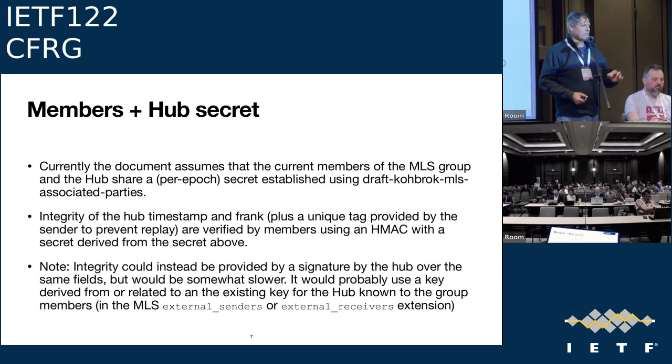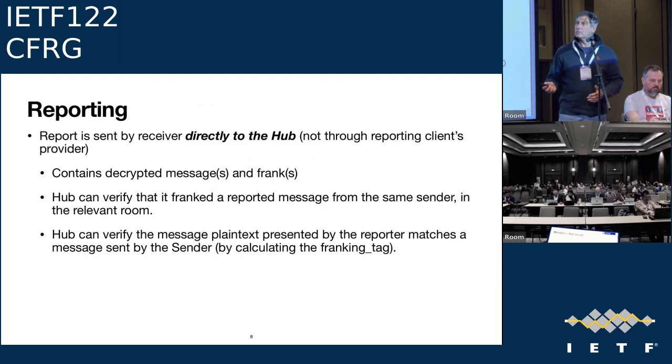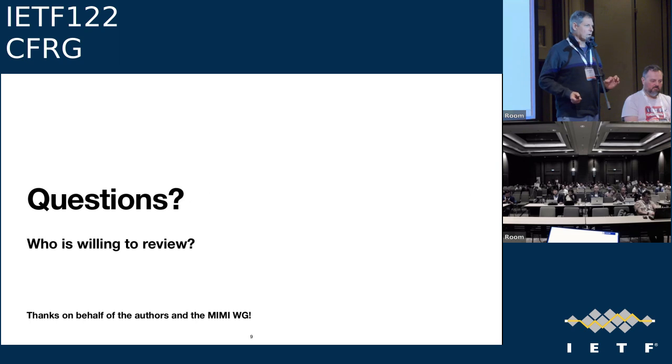So the integrity of this hub timestamp and the franking tag is provided using an HMAC. It is possible that we could provide the same level of integrity using a signature, but we would need to come up with some additional key management around how we handle key derivation and so on. 30 seconds. Finally, when you report a message, it is sent directly to the hub. Okay, so what we really want is people who are crypto folks to be able to review this mechanism.